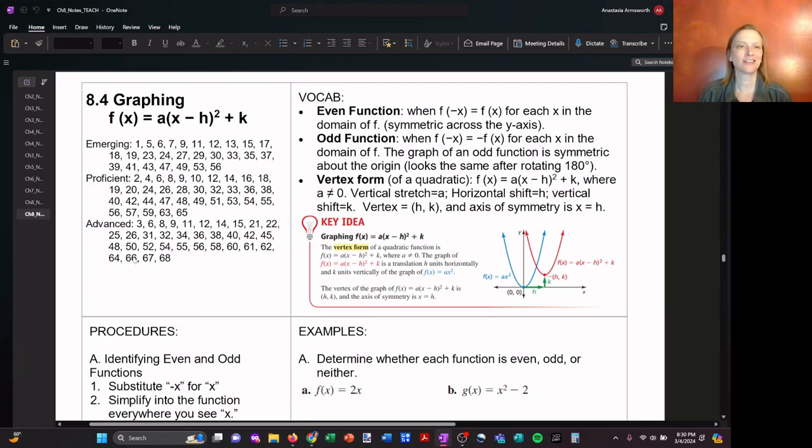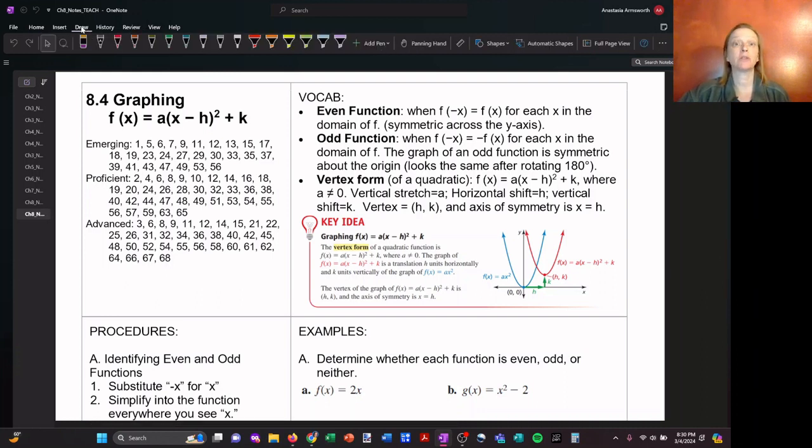Hi folks, in this next section we're going to learn how to graph quadratics that are in vertex form. But before we get into that, first I want to talk to you about even functions and odd functions. The textbook mentions those first, so I want to go through those first.